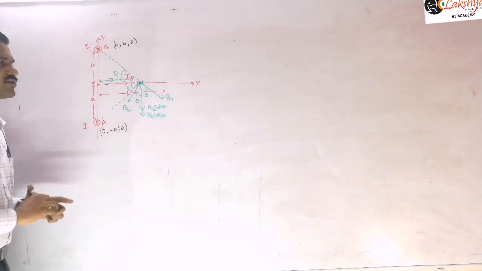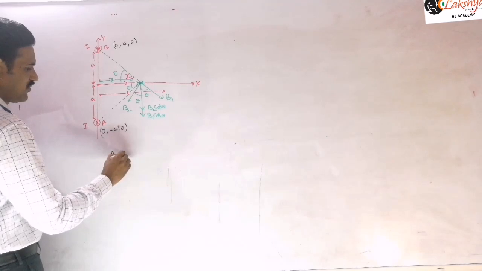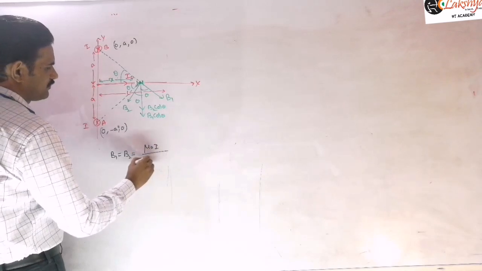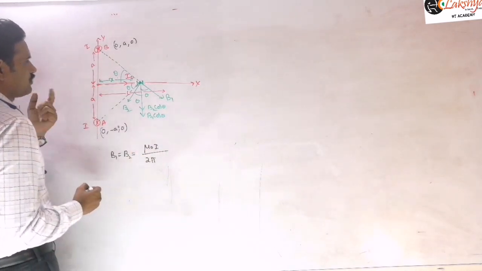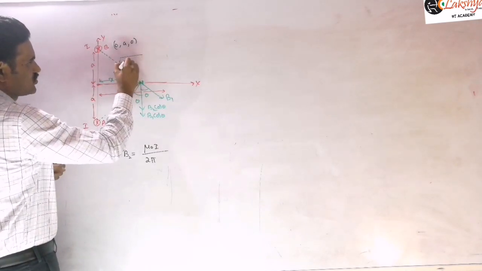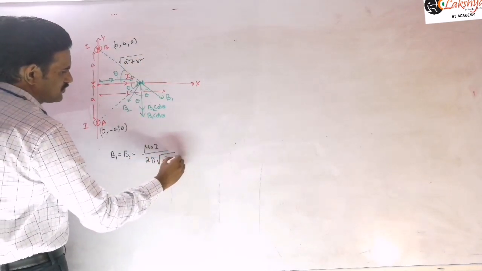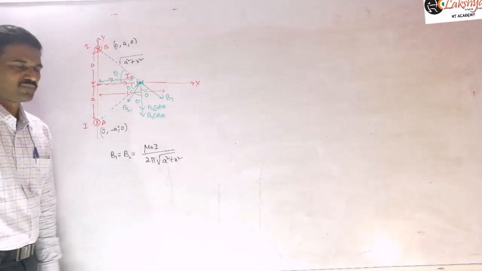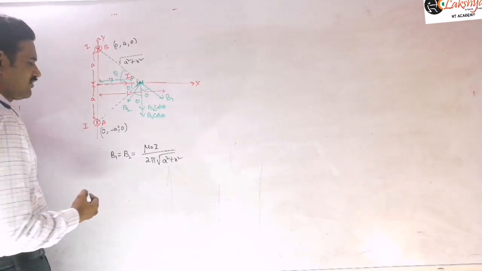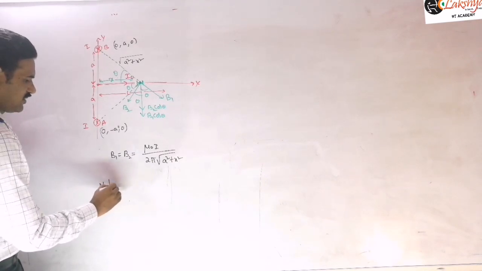So here I can write the magnitudes of those values, B1 and B2. B1 is equal to B2 is equal to mu naught I by 2 pi r. This distance is x and this is a, so this distance you need to write as root of a square plus x square. And so this is our magnetic field here. Now the net magnetic field for that small element I am writing here.